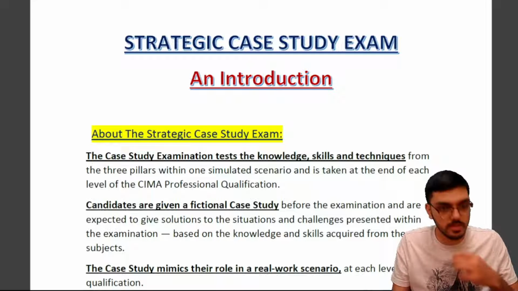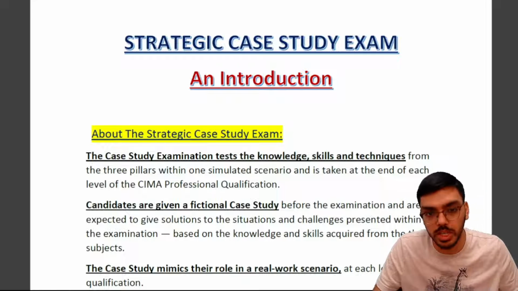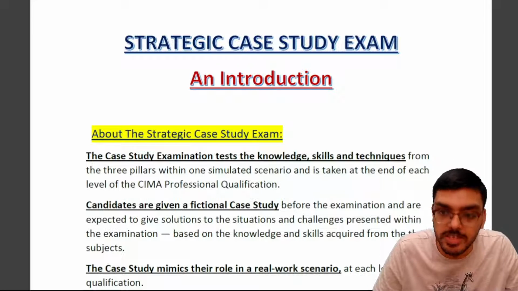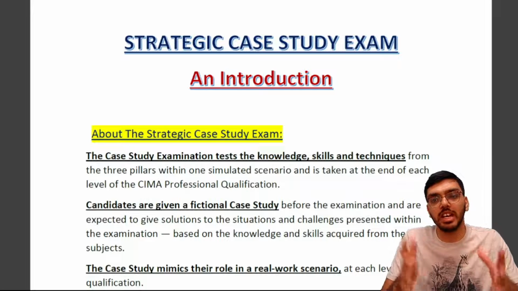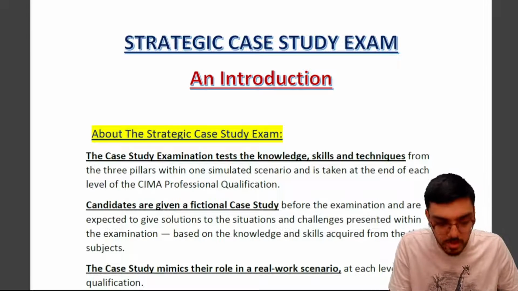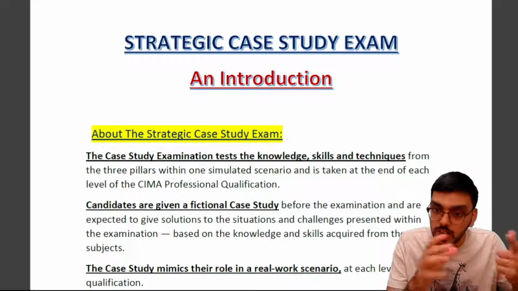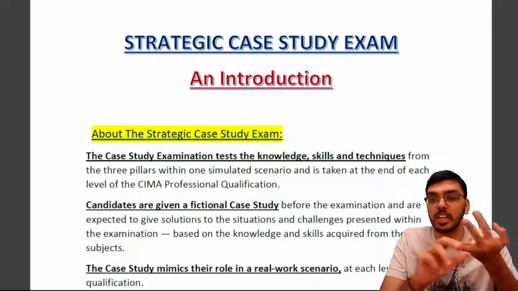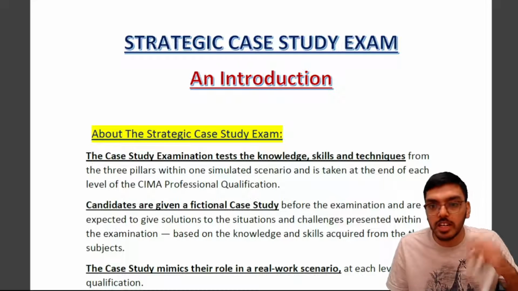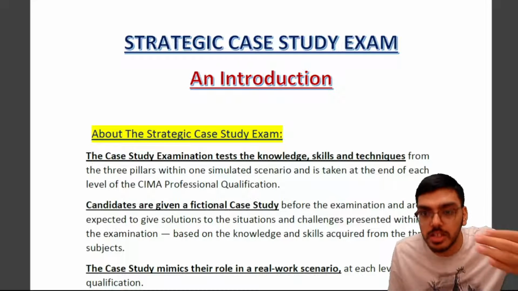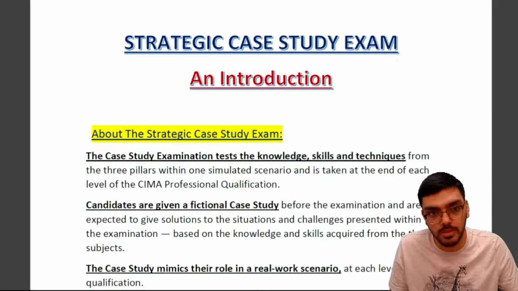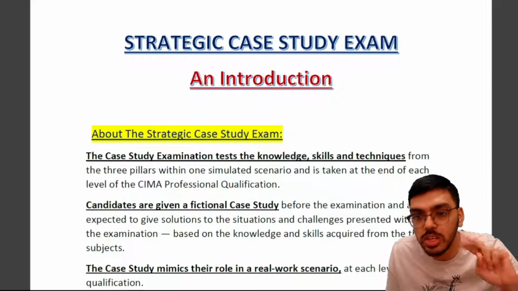So CIMA releases this case study, a fictional company on which your questions are going to be asked in the exam. So they will, for example, create company XYZ. It sells water bottles, for example. They'll tell you what the company's history is, what the company's industry is like, what the company's structure is like. They'll give you the whole financial statements of the company as well. Then it is your job to go through it, understand it and relate it to the three pillars of E3, P3 and F3.